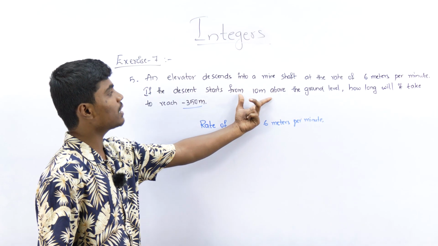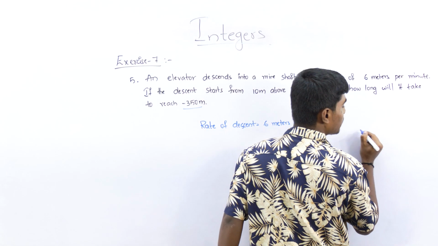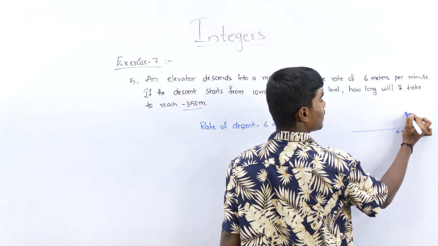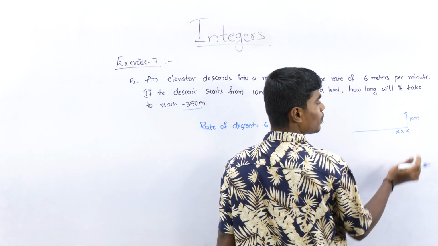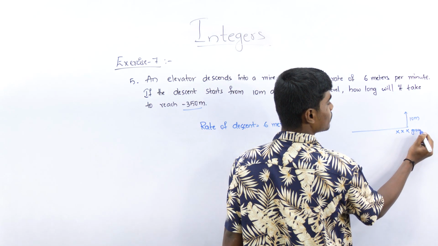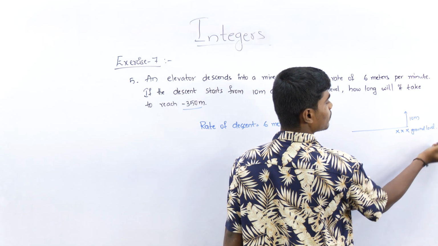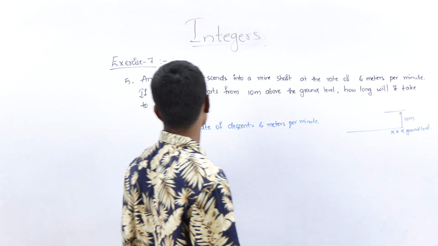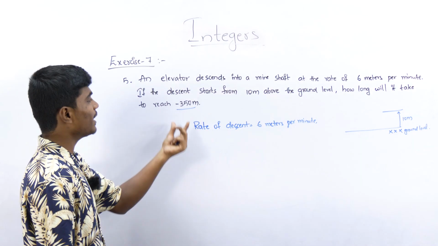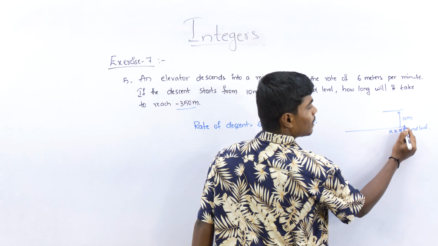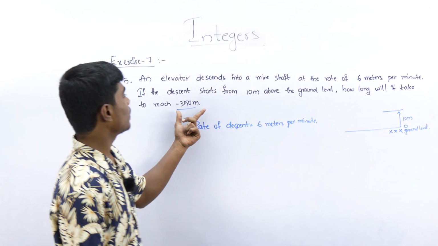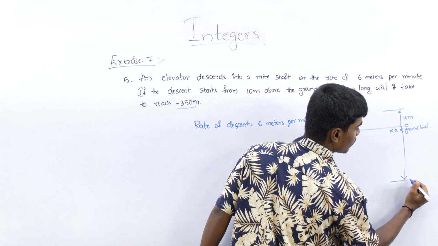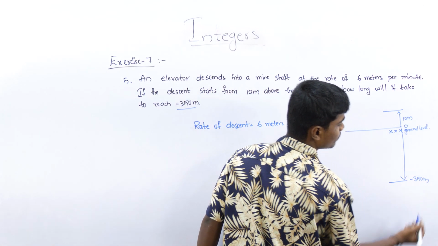See, the descent starts from 10 meters above the ground level. If you assume this is the ground level, the descent starts from 10 meters above the ground level. See, from here the descent starts. And how long will it take to reach minus 350 meters? Minus 350 meters means this is 0, ground level is 0. Minus 350 meters means it is below the ground.